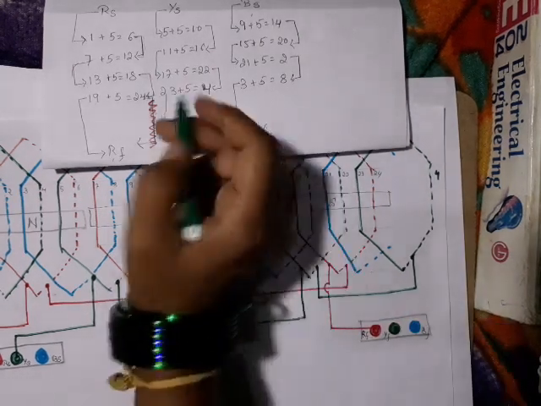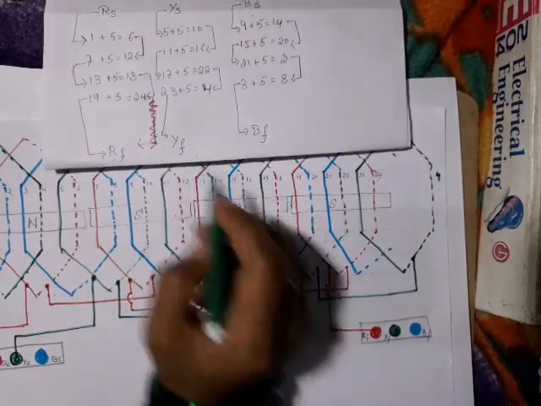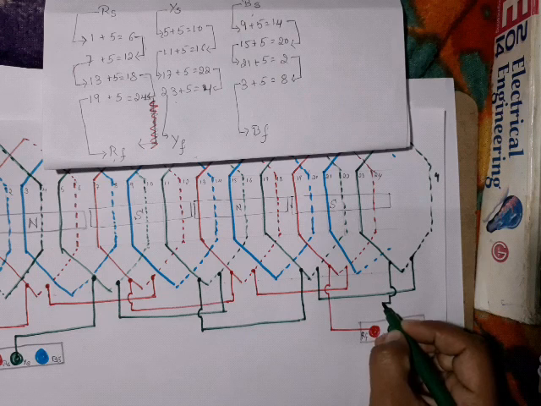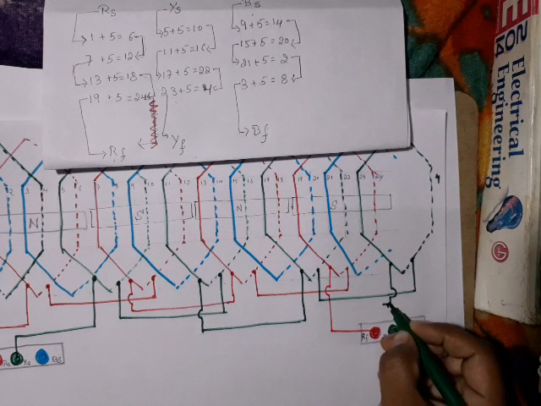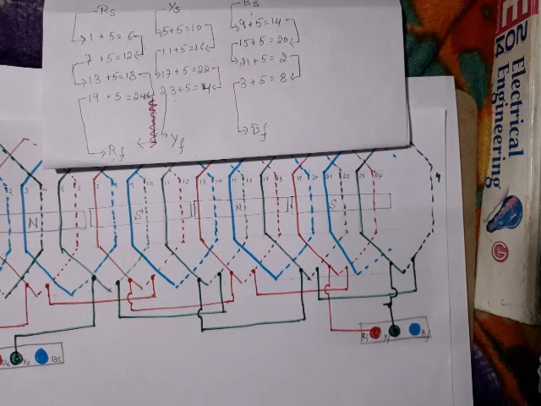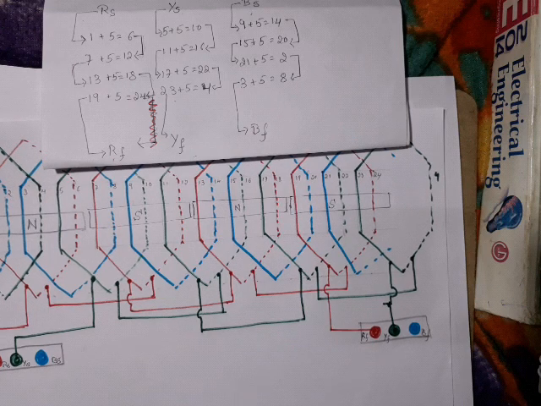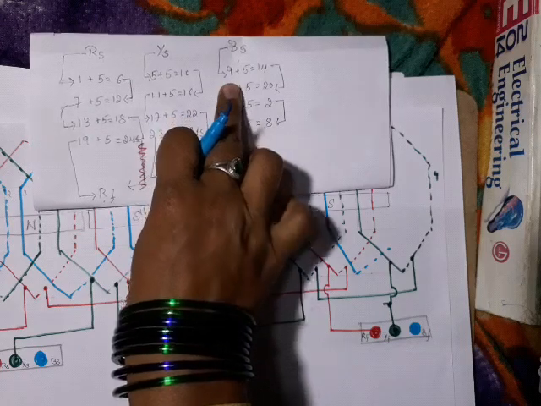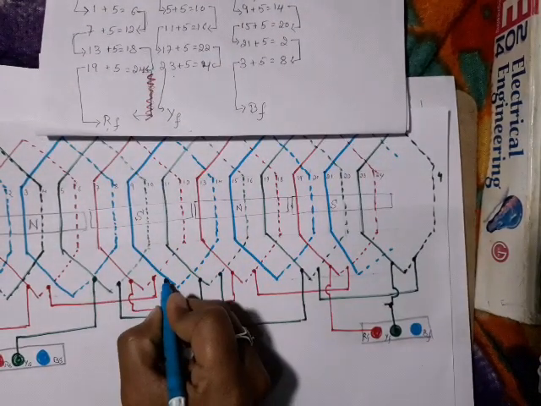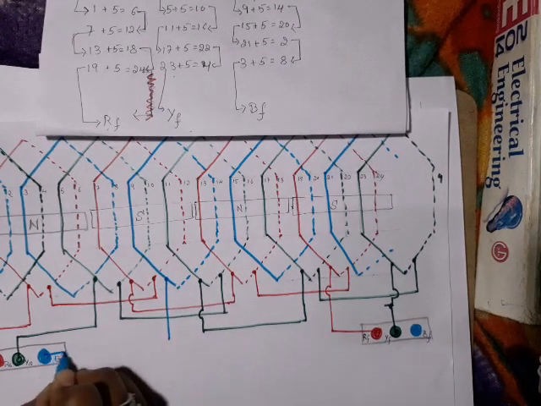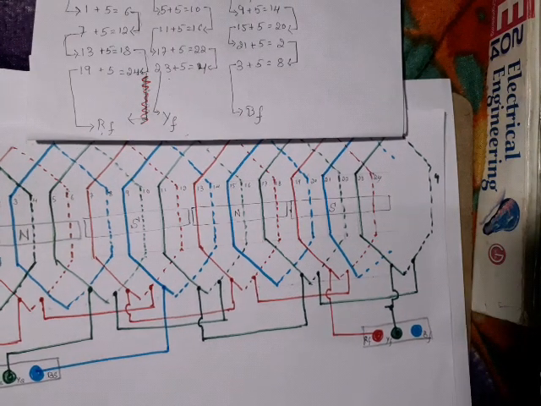Right? Yes. Last, 23 is connected to YF. 23 is connected to Y finish. So, right? We are done with the Y phase. Last, B phase. The beginning of the B phase is the 9th coil. Where is the 9th coil? Here. So 9 is connected to BS.